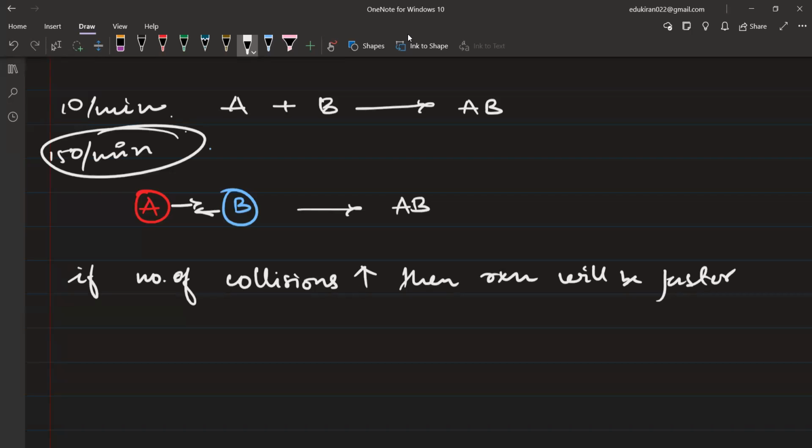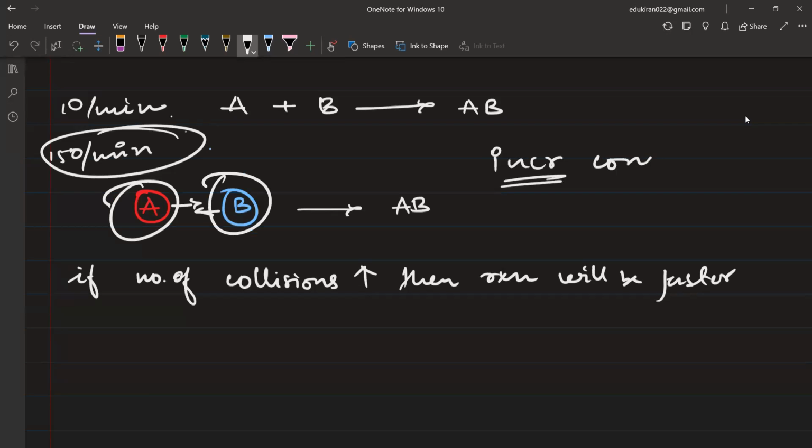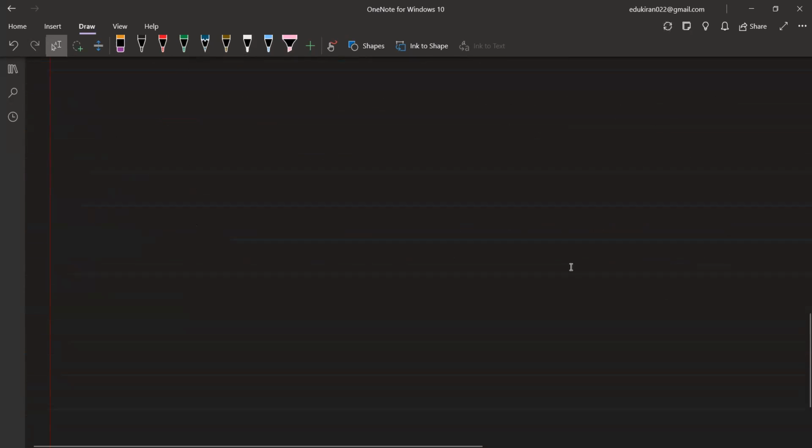Now, how can we increase the number of collisions? A basic simple thing that we can do is increase the concentration. If we have more A molecules and more B molecules, they are obviously going to collide more often. And this very basic idea they took and they stated the law of mass action.